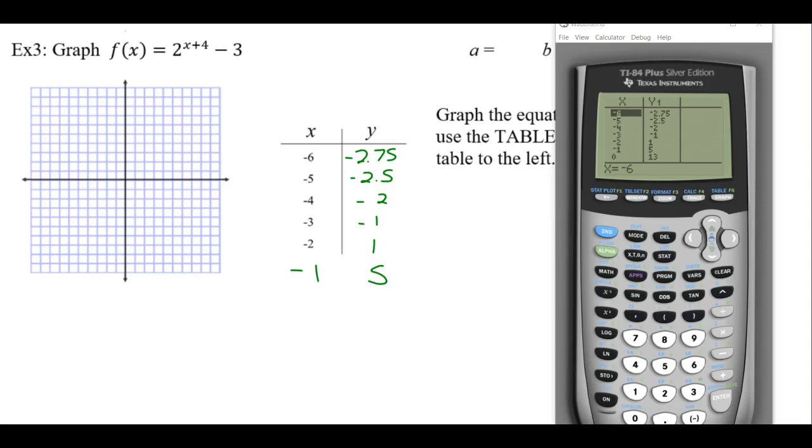So -6, -2.75, -5, -2.5, -4, -2. Did you all get these? -3, -1, -2, 1. And now what's going to start happening? It's going to start blowing up real fast, right? Where is the asymptote at? Where is the line that it's never going to cross?